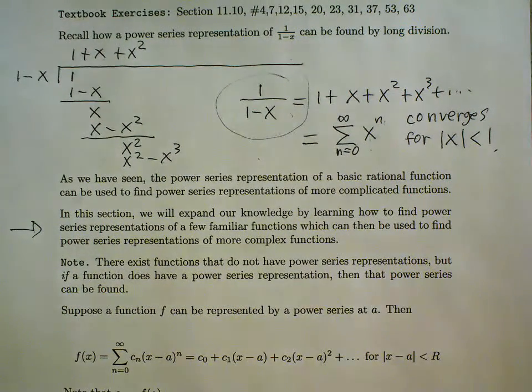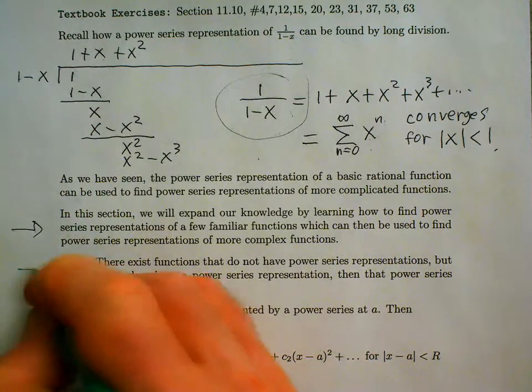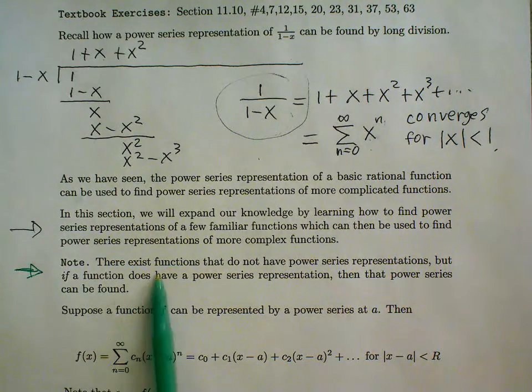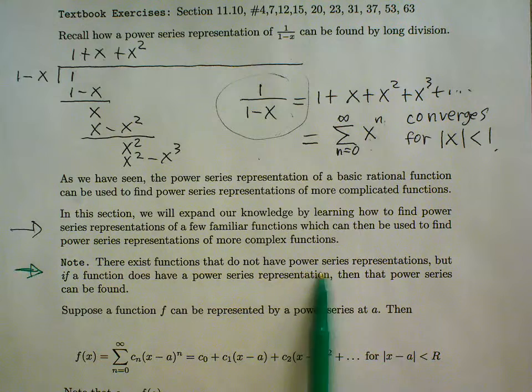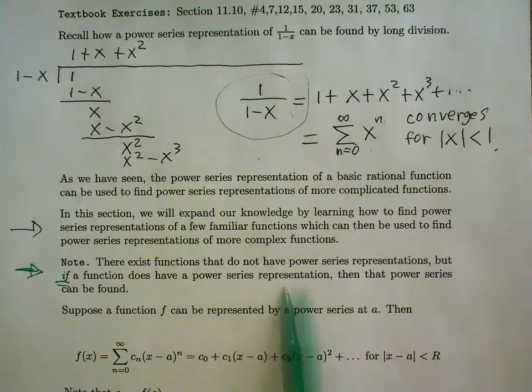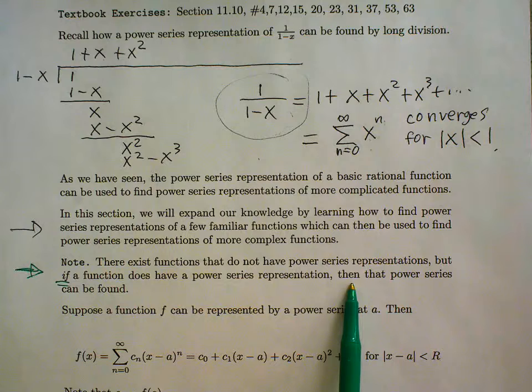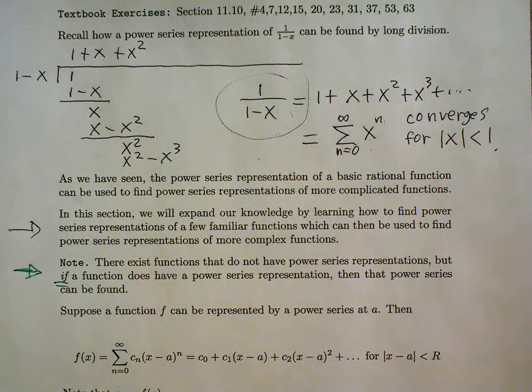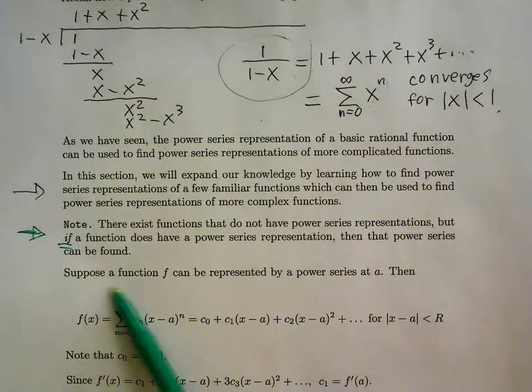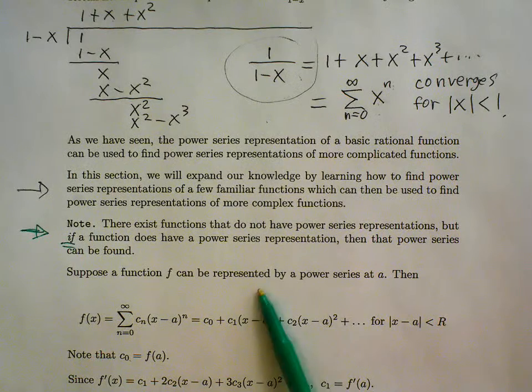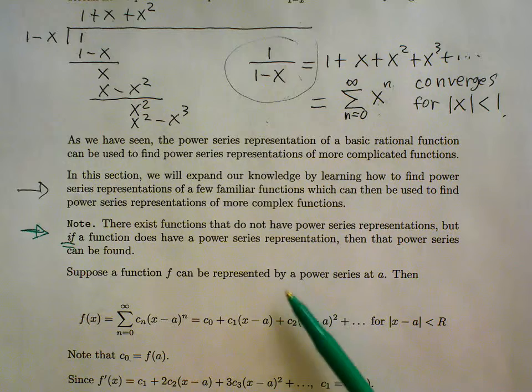So a note, there do exist functions that do not have power series representations. But if a function does have a power series representation, then that power series can be found. So we begin here by supposing that a function f can be represented by a power series at a, or sometimes we say it can be represented by a power series about a.